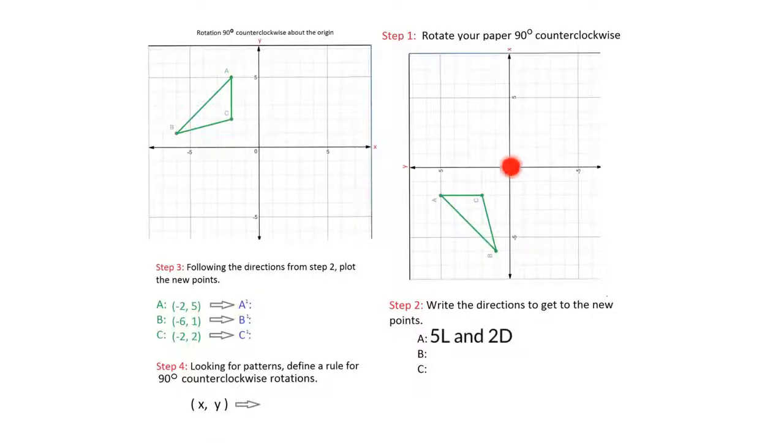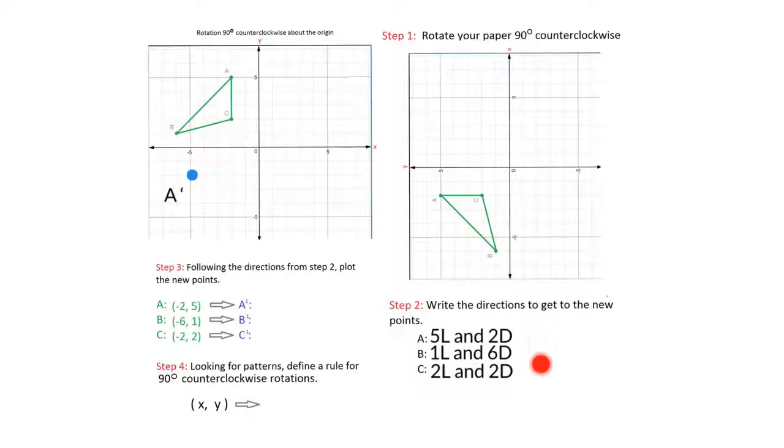It looks like starting at the origin, point B moved 1 to the left and about 6 down. So let's go ahead and write 1 left, 6 down. And finally for point C, it's moving 2 to the left and 2 down. Now we can use these directions to plot our rotated triangle in our other graph. So starting at the origin for point A, let's move 5 to the left and 2 down. Let's go ahead and plot and label that A prime.